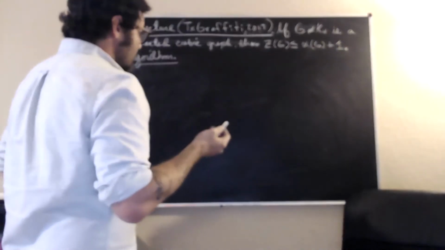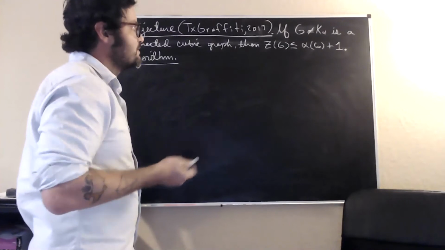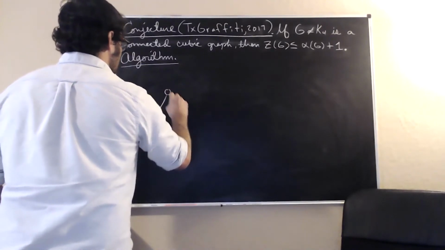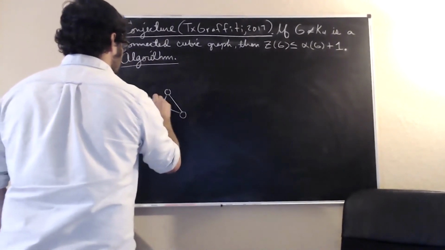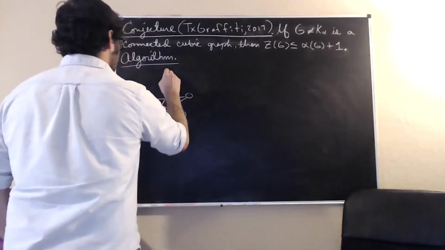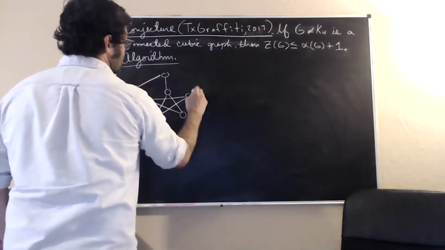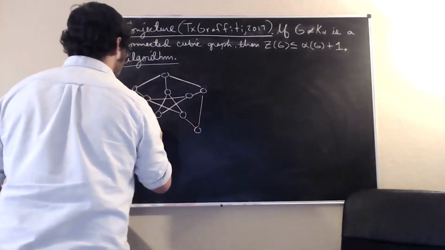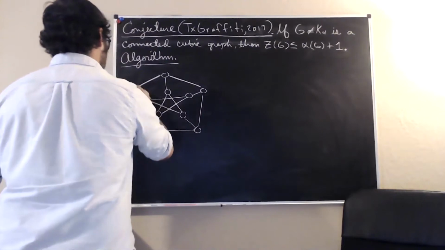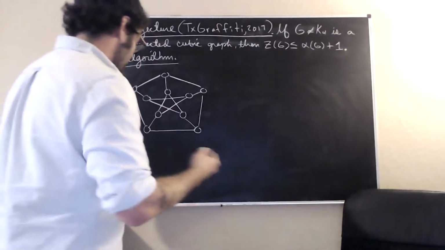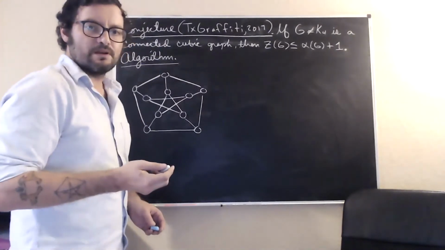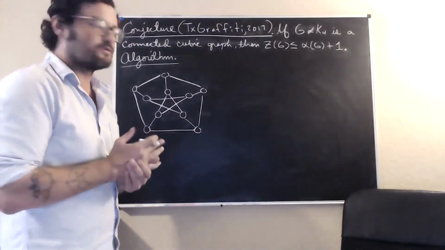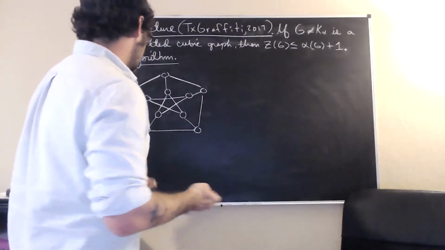Okay, so let's start with maybe one of the most famous cubic graphs, maybe the Petersen graph. So let's draw the Petersen graph. So here's the Petersen graph. Okay, so we are going to first find a maximum induced tree in this graph that also maximizes the number of degree 3 vertices. So let's find one.